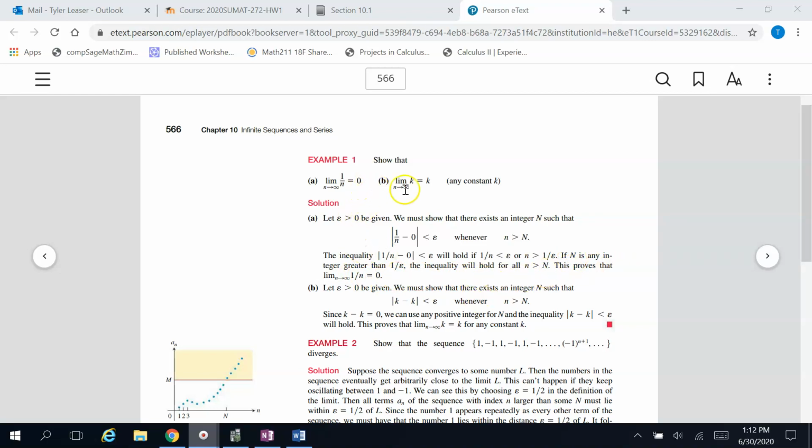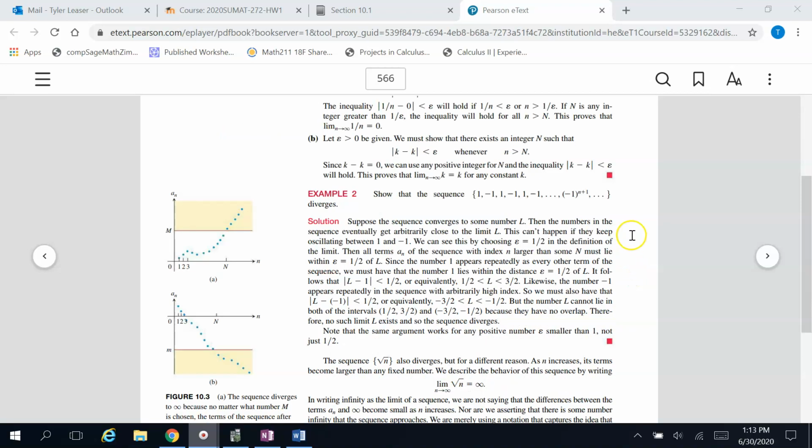Great. The other example that I wanted to show you guys was this next one, so I won't write it out in Word. We can just look at it here. The limit as n goes to infinity of k, where k is just a constant, is equal to k. In other words, if you have a sequence that is just the sequence 7, 7, 7, 7, 7, 7, 7 forever and ever, I hope you can see that, of course, it's going to approach the number 7. And then you can read through the proof. Let epsilon be greater than 0 be given. We must show that there exists an integer N such that k minus k is less than epsilon whenever n is greater than N. But that's always going to be true, right? Because k minus k is just 0. And because epsilon is greater than 0, 0 is going to be less than epsilon. And therefore, we get that our inequality always holds.